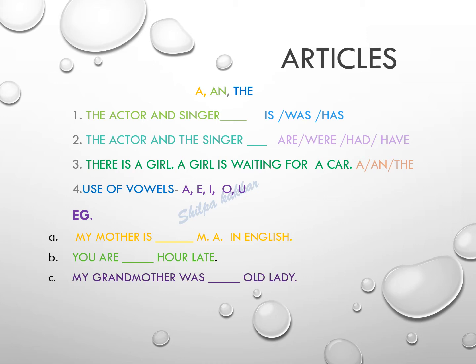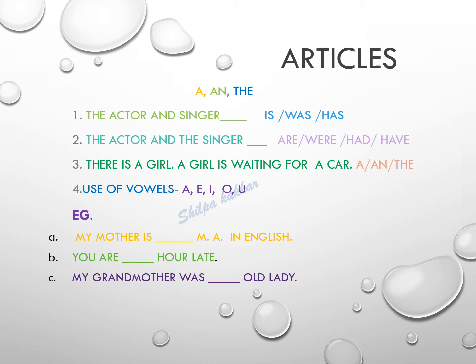Let us see another example. There is a girl. A girl is waiting for a car. Here we are talking about two girls. We are not talking about the same girl who is there. There is a girl. One girl is there. And another girl is there who is waiting for a car. So, at this moment, we are talking about two different people.